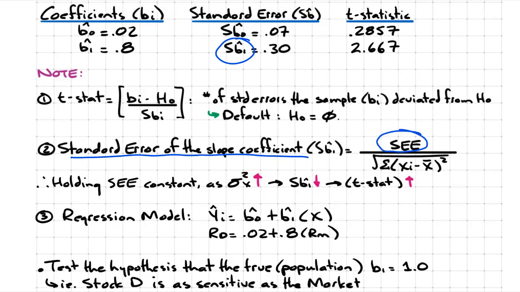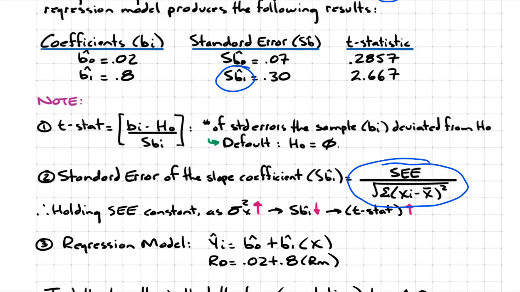We take the standard error estimate and we divide it by the square root of the sum of the squared differences between the xi and the mean of x. So it's right there. Now, on the exam, are you going to be asked to calculate this? It's possible, but in my opinion, unlikely. Why? Because I think it is far more important that you know the significance of standard error rather than calculating its actual value. But nevertheless, it's there.